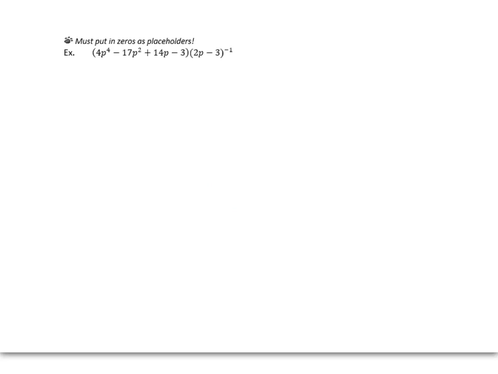This last example looks weird because of this 2p minus 3 to the negative first. If you remember what negative powers do, we typically just write what it is on the bottom and give it a positive exponent. So this is really asking us to do the same thing. It wants us to divide by 2p minus 3. So the trick on this one, aside from that, is that we're actually missing a p to the fourth up here. So we'll have to put that in as a placeholder. So now we're going to set up the problem and work through it.